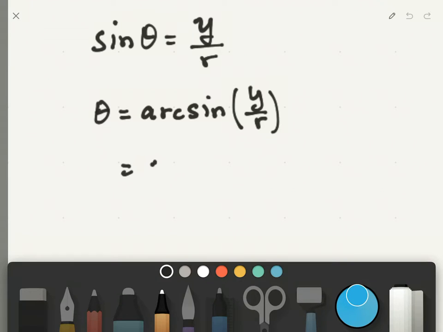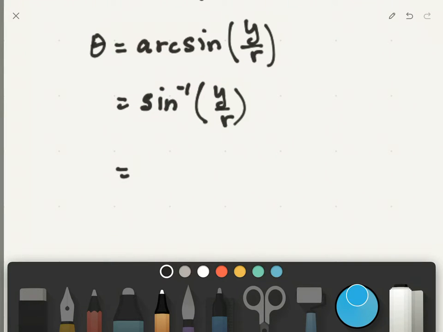You may also find this written like so: sine to the -1 of y over r, or asin of y over r. All of these mean the same. So this is one way you can find the angle.